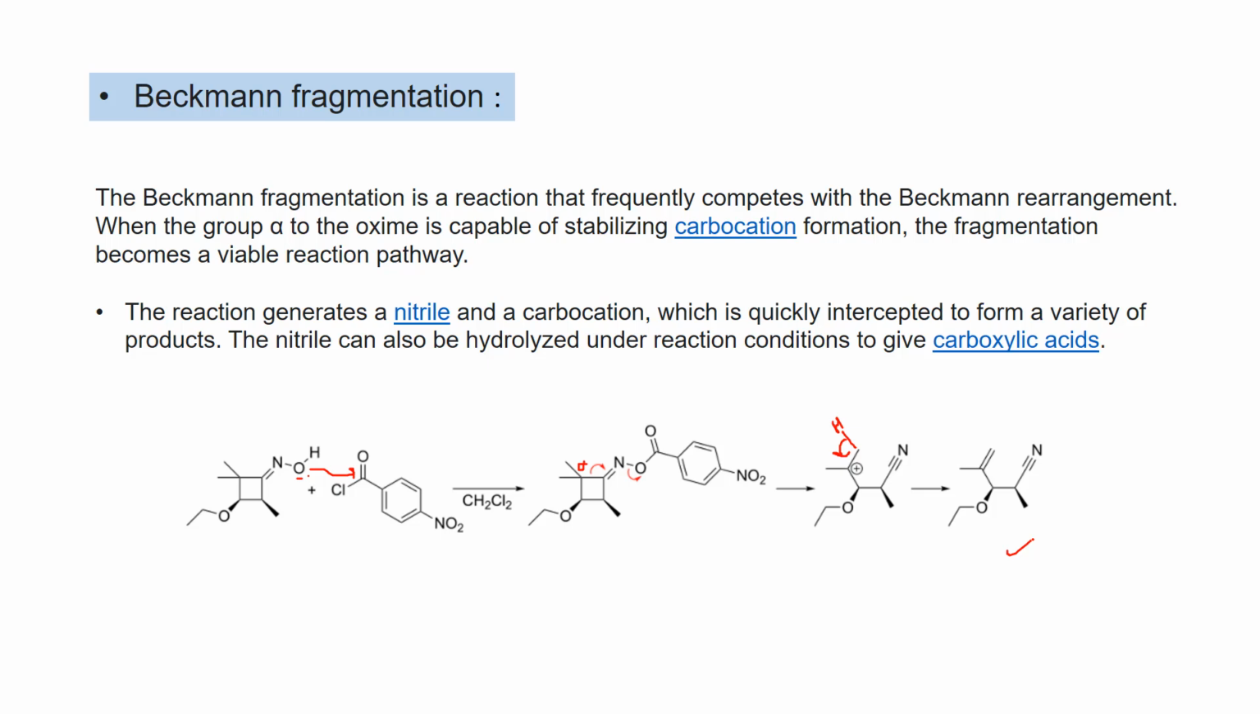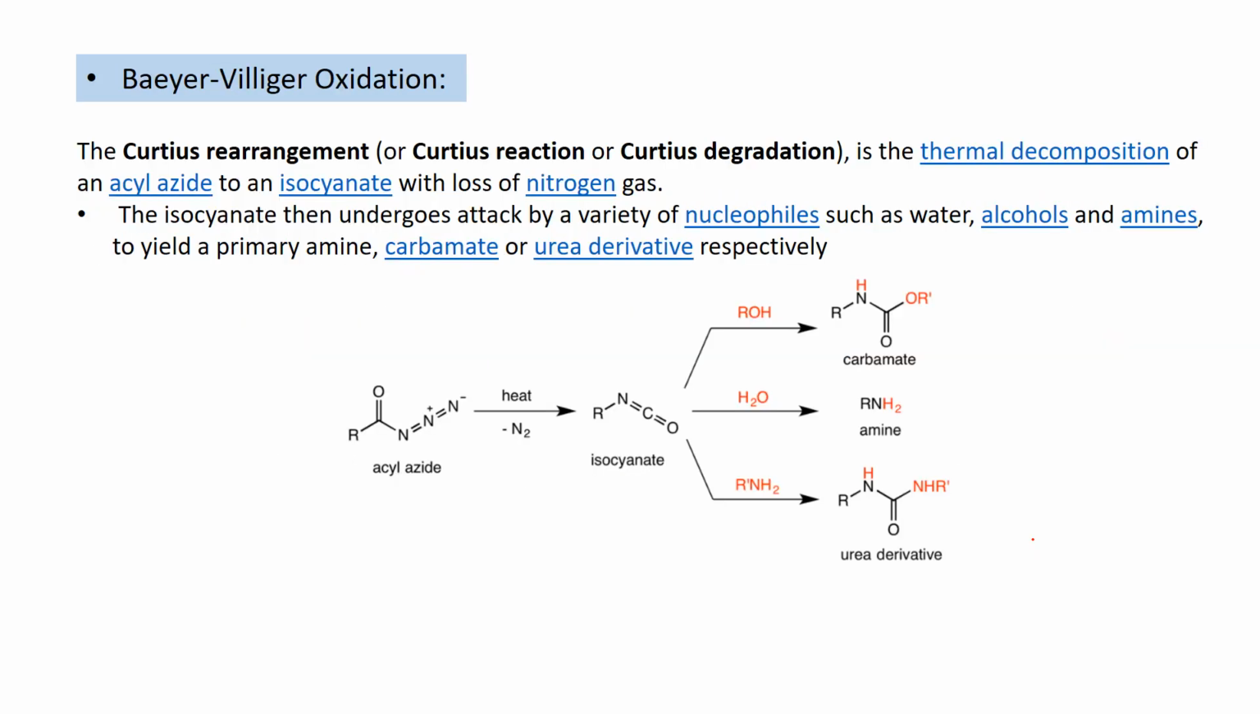So whenever the carbocation generated at this alpha position can be stabilized, then instead of Beckmann rearrangement, Beckmann fragmentation can be performed. We'll discuss this topic and solve some more questions. Let's quickly cover all these types of rearrangements, then we will discuss different types of questions.